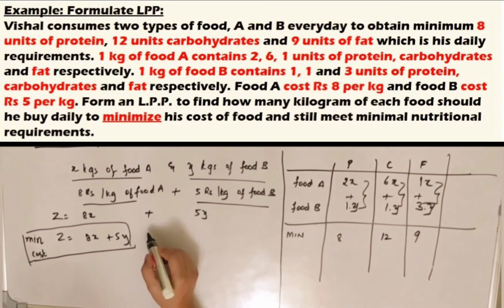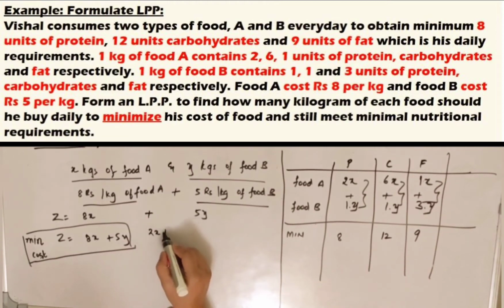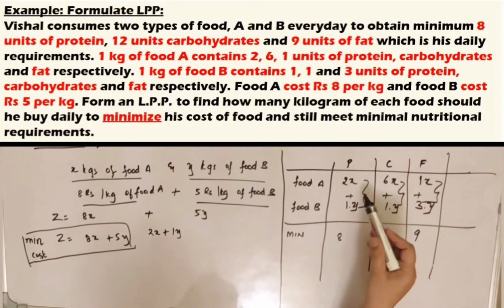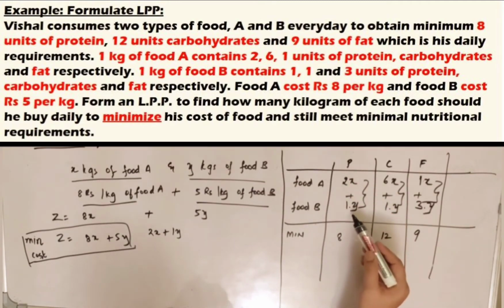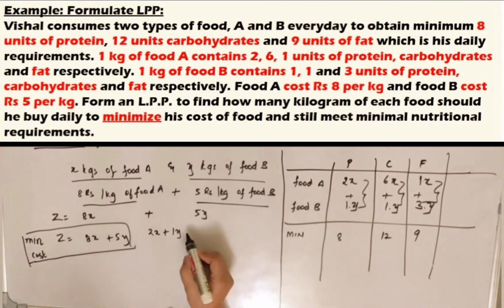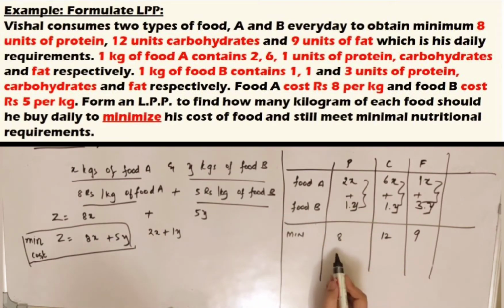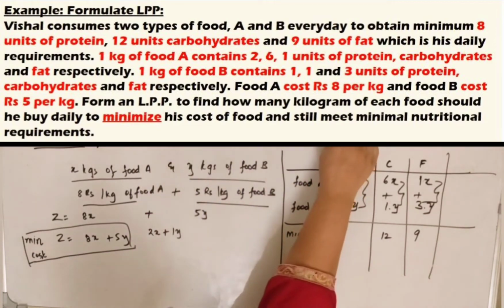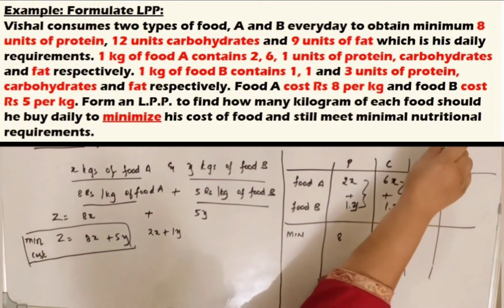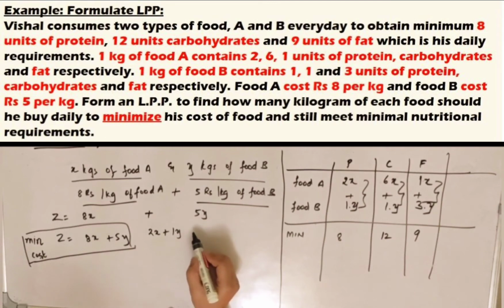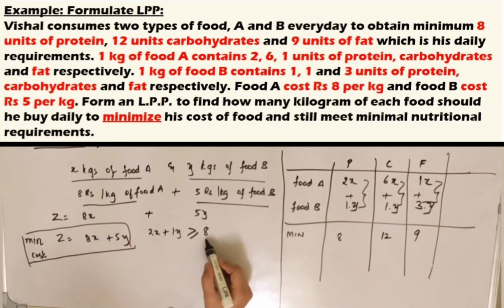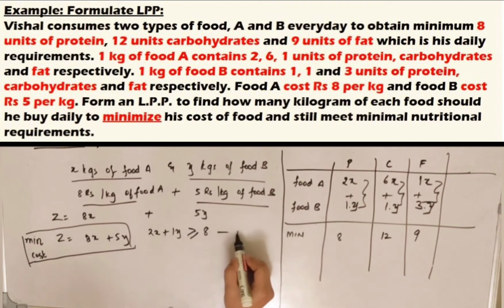So the first one is 2x plus 1y. This is one constraint, and it should be within the total of the proteins that should be there in his food, which is 8 units. It can be more than that also, but the minimum requirement is 8 units of protein. So when you say it's minimum, it can be greater than or equal to 8. This is our first constraint.